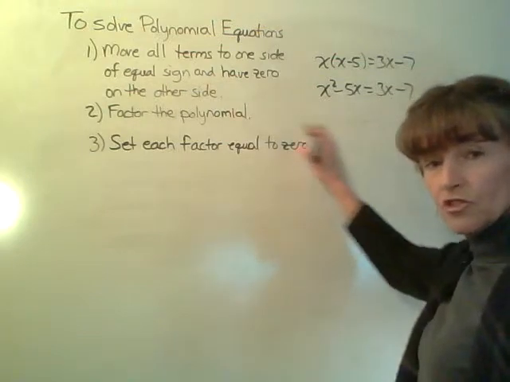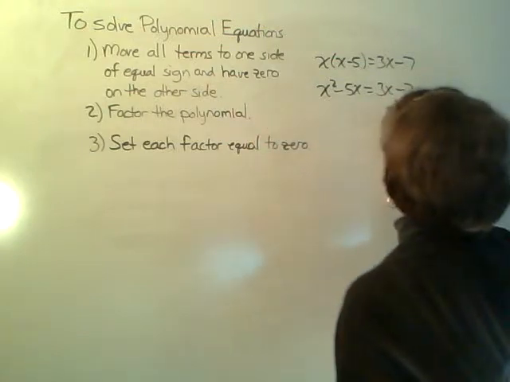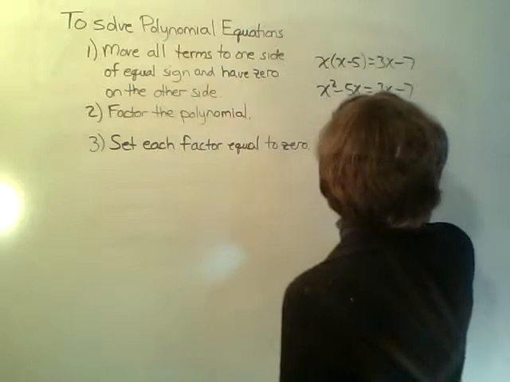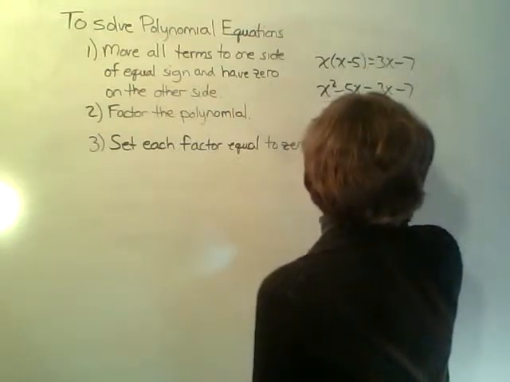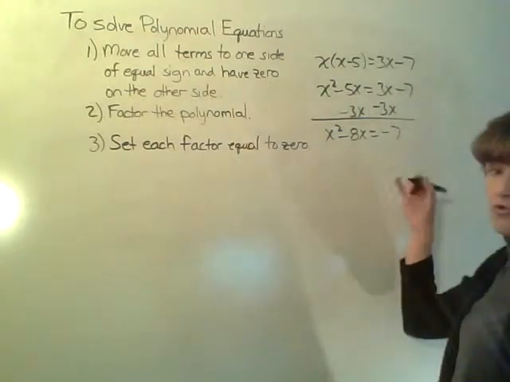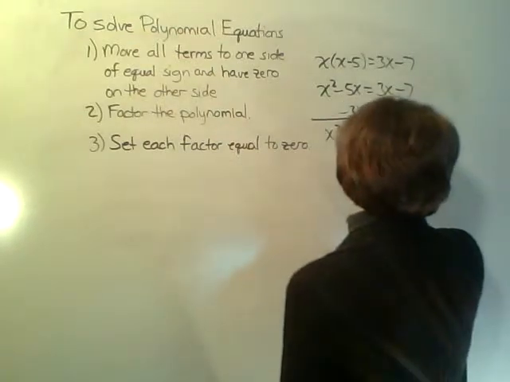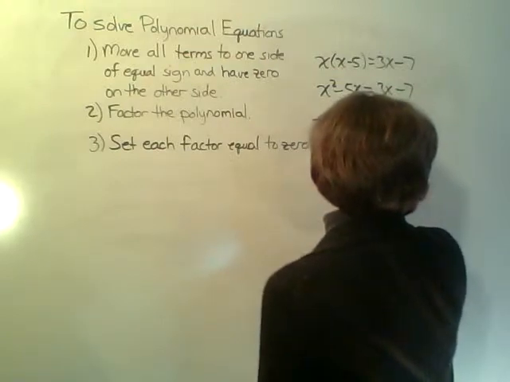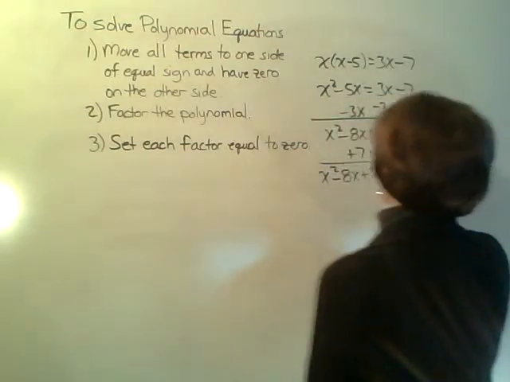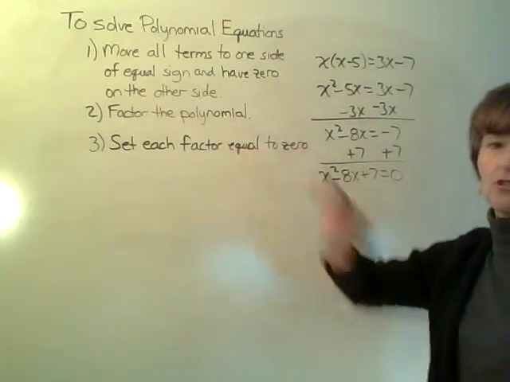And I'm going to move all of my terms to this side over here. So I'll subtract the 3x from both sides. And I get x squared minus 8x equals negative 7. And then I'm going to add 7 to both sides. So I get x squared minus 8x plus 7 equals 0. Now I'm ready to factor my polynomial.